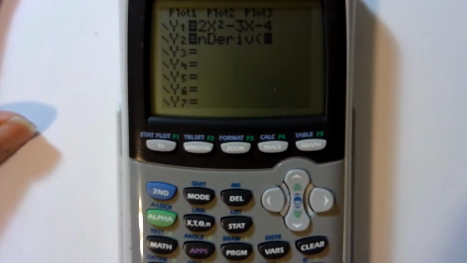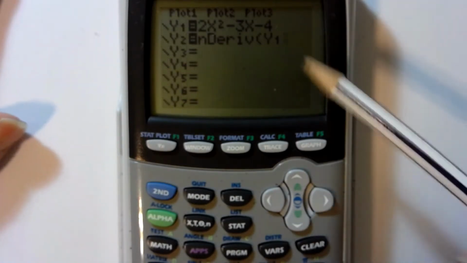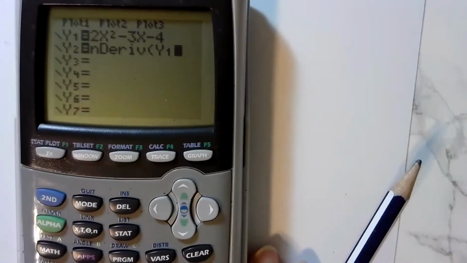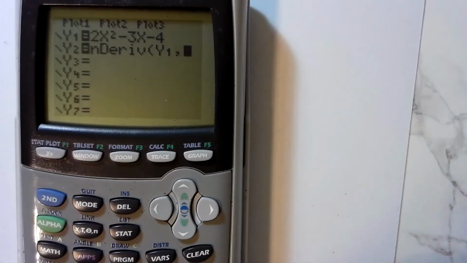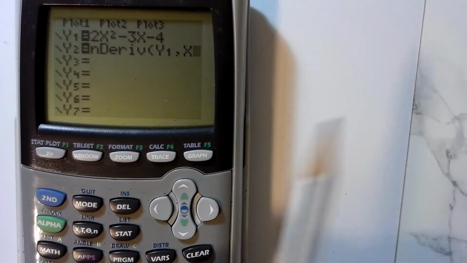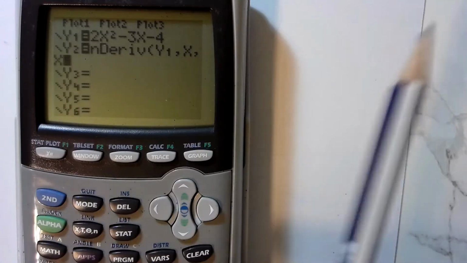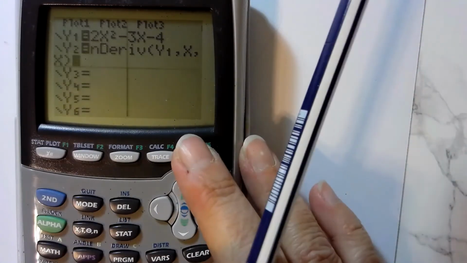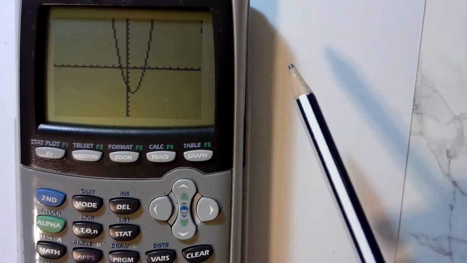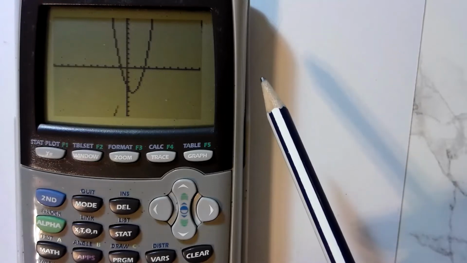I'm going to press vars, right arrow, 1, 1. That means I'm going to take the derivative of the function sitting in y1. Comma, don't forget your comma, derivative with respect to the variable x always, comma, close the parenthesis, and hit graph. The bummer on this calculator, while it's a great calculator that I used for many years, is that the graphs aren't in color.